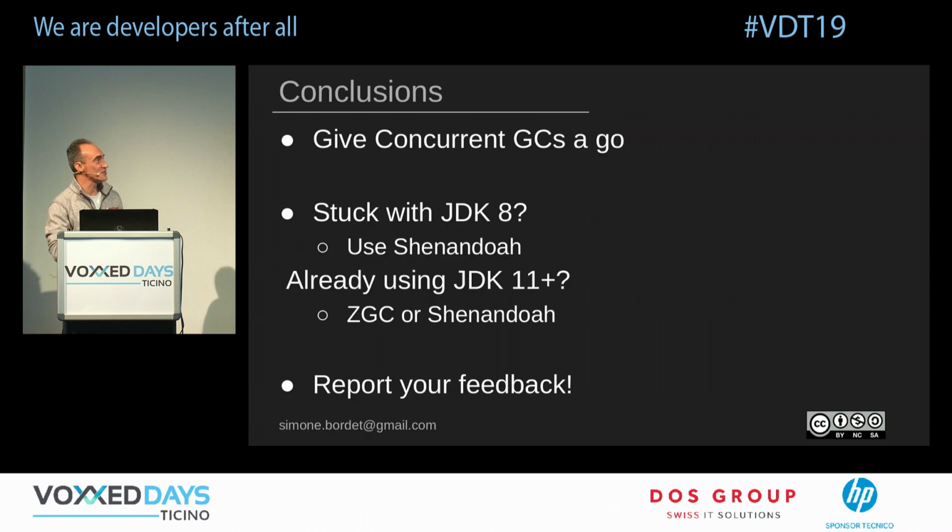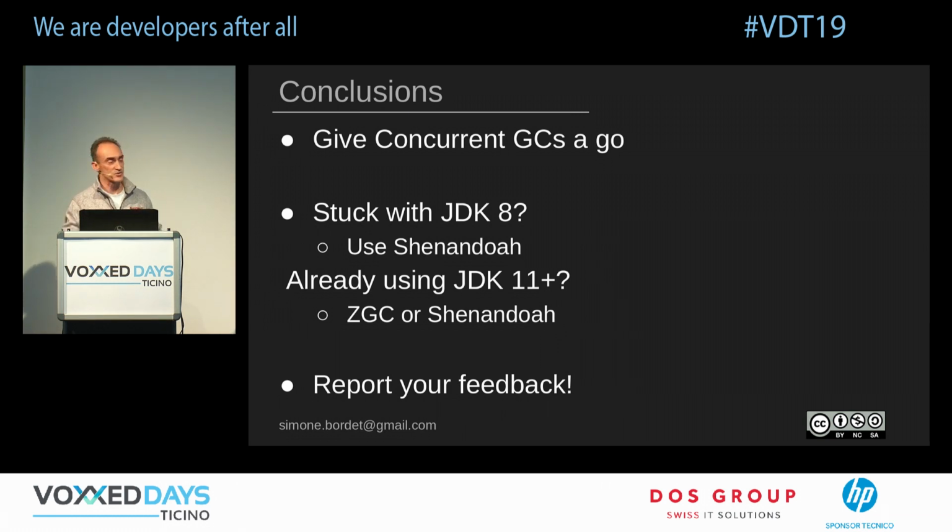Then let's go to conclusions. The key point of this presentation is: update your JDK and give these concurrent garbage collectors a go, because they are awesome. They will solve any GC pause problems that you probably had in the past. They're super easy to tune. You just give them more heap and they will just work perfectly fine. They will give you very short pauses, no problem on that.